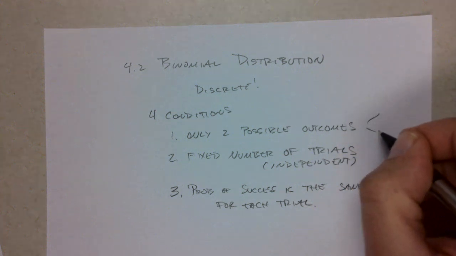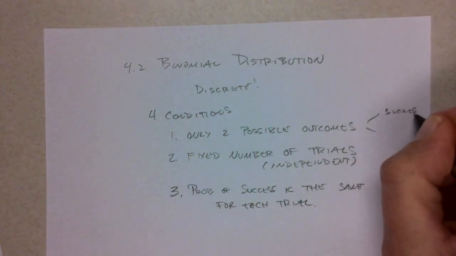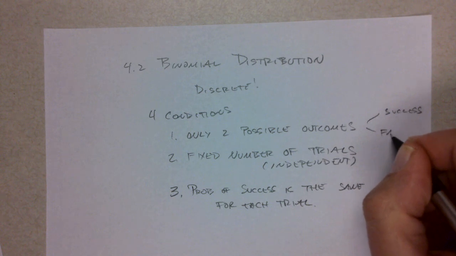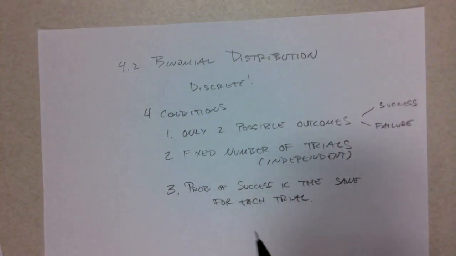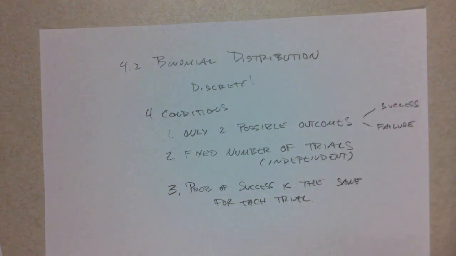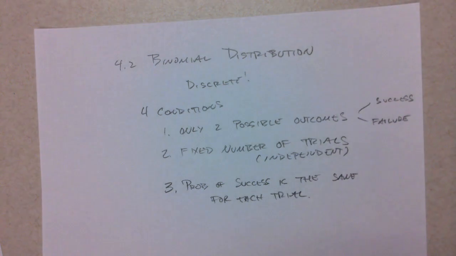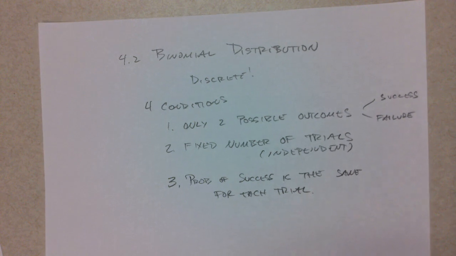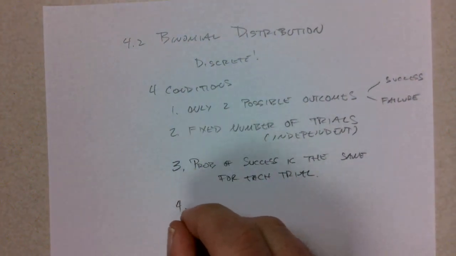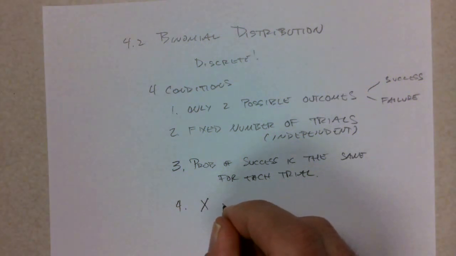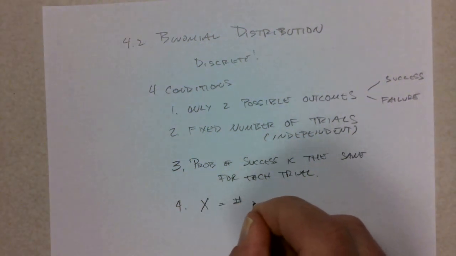Okay, like the 2 outcomes, they're often labeled success and failure. All right, the probability of a success is the same for each trial. And then the last one is the random variable x is equal to the number of successes.